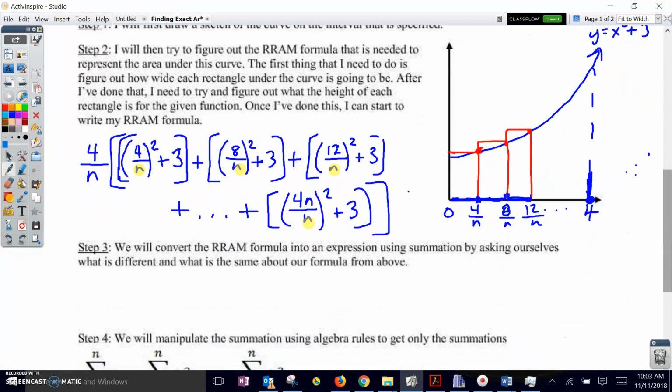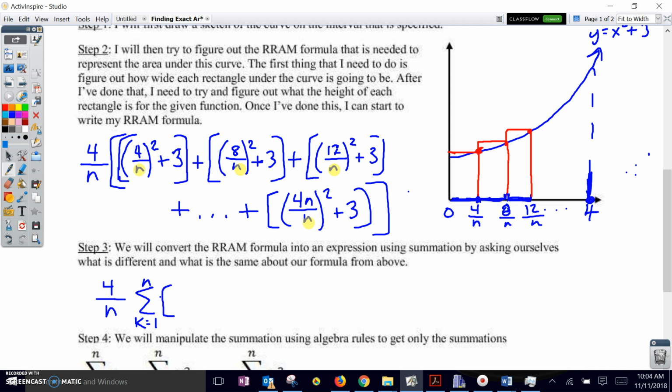Now, I'm going to convert this into a summation. The 4 over n stays in front. Now I want to write the sum from k equals 1 to n of some expression.